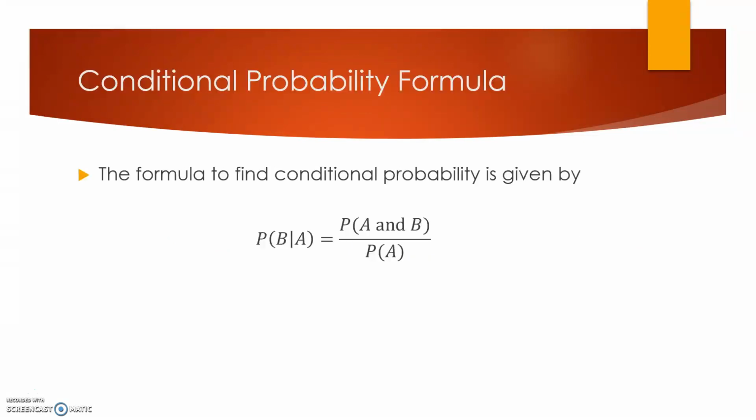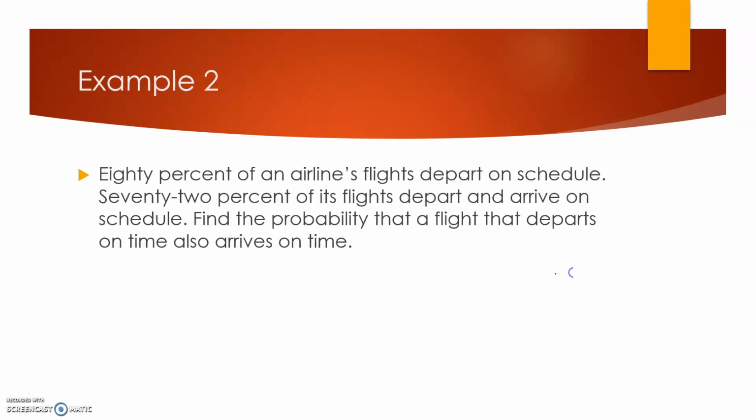All right, so there's a little bit of an easier way because there's not always going to be a table. So if we're asked to find conditional probability, we say, what's the probability of both things happening? And we divide that by the probability of the given statement. Probability of both things happening divided by the probability of the given. So let's look at this.